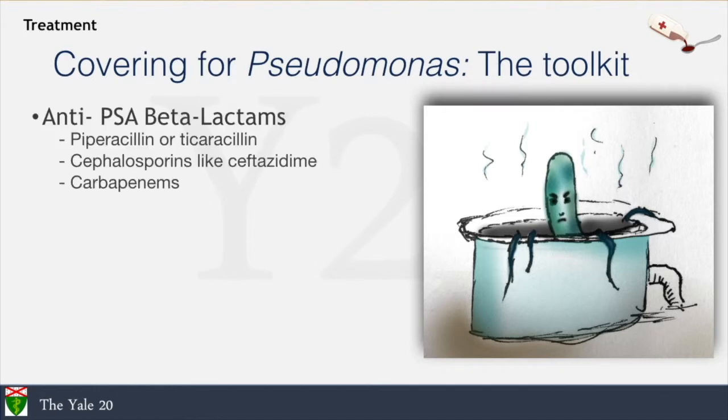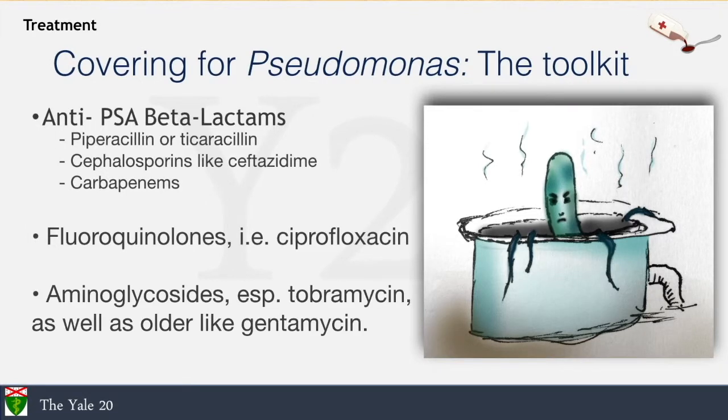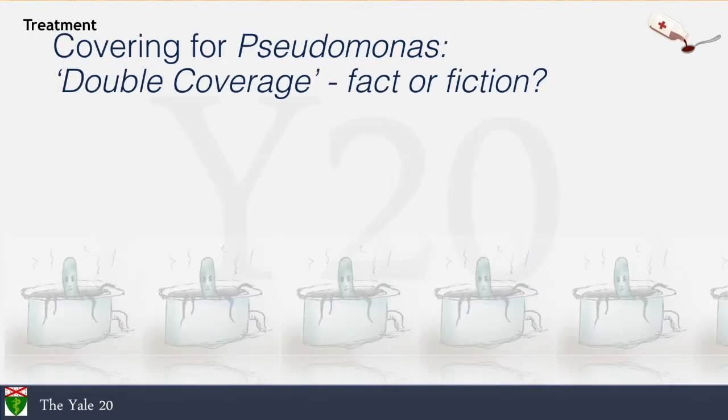Then moving away from the beta-lactams and over to some other drug classes. We also have the fluoroquinolones, and in particular ciprofloxacin will cover some Pseudomonas. And then finally we have the aminoglycosides, especially tobramycin, as well as good old-fashioned gentamicin. Okay, so what do you do with those antibiotics?